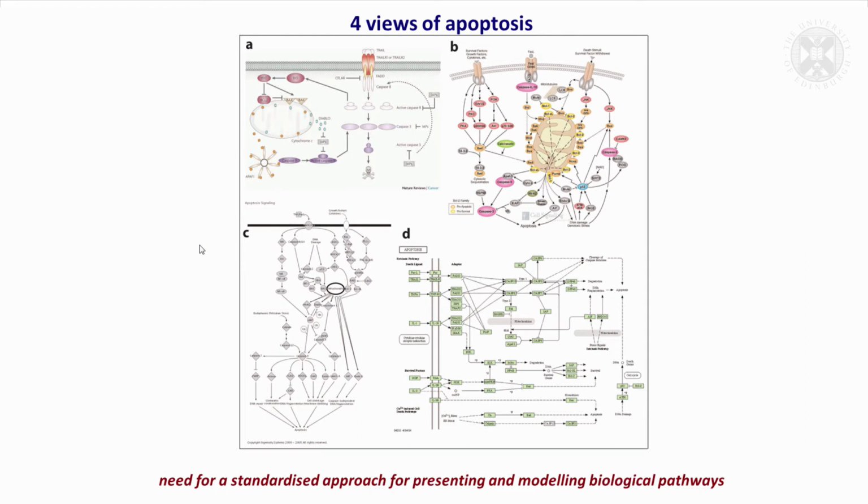So these are 4 different ways you could represent apoptosis. And as you can see, again, they're all very different graphically. The way that they name components is similar. And if you wanted to summarize that information, it's non-trivial to do that as a single diagram.